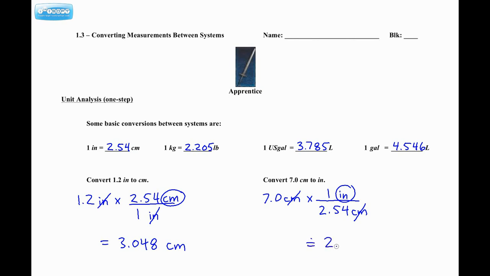So I get 2.76 inches. That's pretty close to 2.75, which would be roughly 2 3/4 of an inch. Here, I'll box this one too.